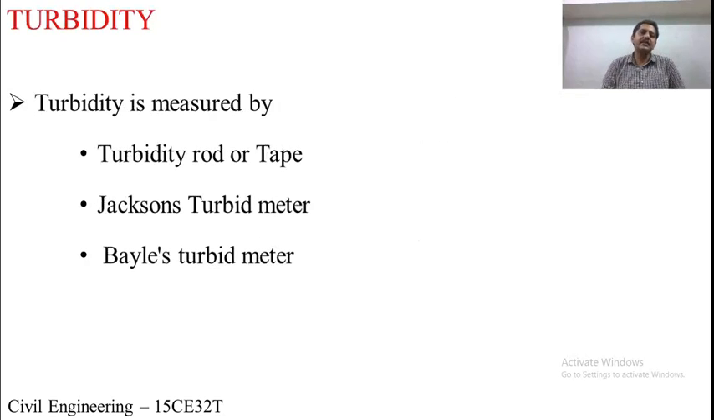So how do we measure the turbidity of water? Turbidity of water is measured by several methods. The first one is the turbidity rod or tape. The second one is the Jackson turbidity meter. The third one is the Bailey's turbidity meter. So how do we measure the turbidity? Let us see one by one.